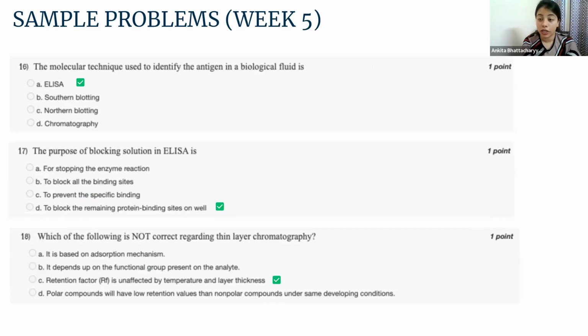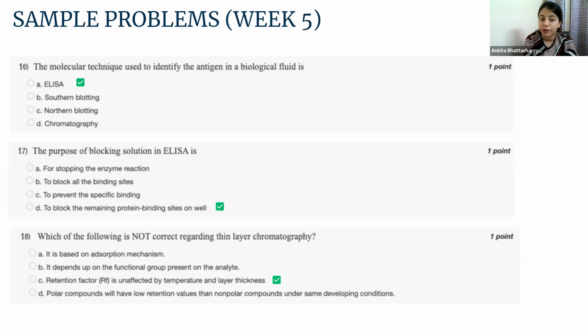But logically speaking, Southern blotting is done for DNA molecules, right? It's for studying DNA. Northern blotting is for RNA, Western is for protein. Chromatography is a separation technique. So if your question is asking for one particular antigen in a biological fluid, ELISA tests are done so commonly.